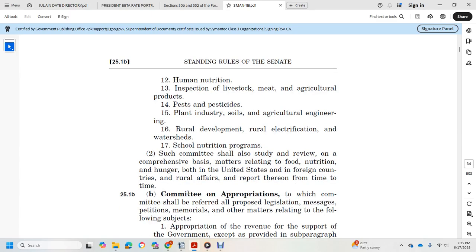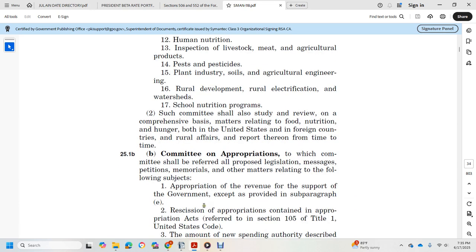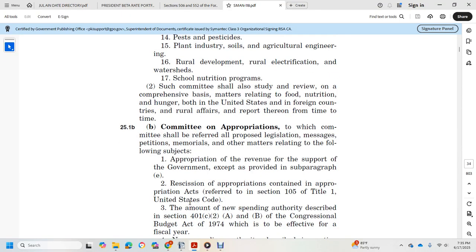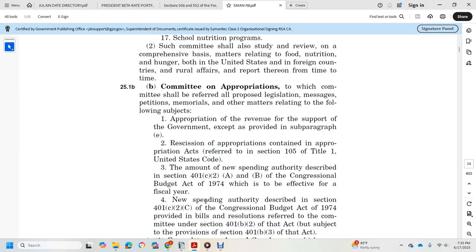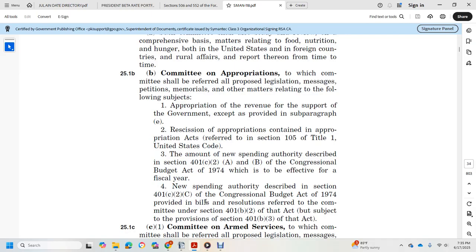Committee on Appropriations. To the committee shall be referred all proposed legislation, messages, petitions, memorials, and other matters relating to the following subjects: appropriation of the revenue for the support of the government, except as provided in subparagraph (e); rescissions of appropriations contained in appropriation acts referred to in Section 105 of Title 1, United States Code; the amount of new spending authority described in Section 401(c)(2)(A) and (B) of the Congressional Budget Act of 1974 which is to be effective for a fiscal year; and new spending authority described in Section 401(c)(2)(C) of the Congressional Budget Act of 1974, provided that bills and resolutions referred to the committee under Section 401(b)(2) of the Act are subject to the provisions of Section 401(b)(3) of the Act.